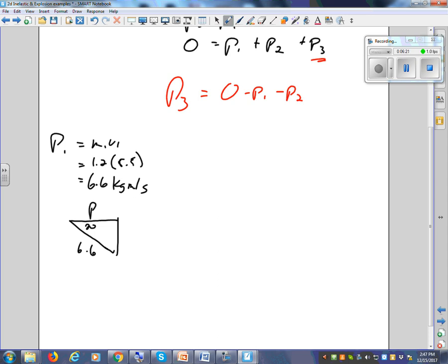So this is going to be P1x and that's going to be P1y, right? And we break it into those components. So P1x, the x is adjacent to the 20. So 6.6 times the cosine of 20 is 6.2, and that's to the right, so it's going to be positive.